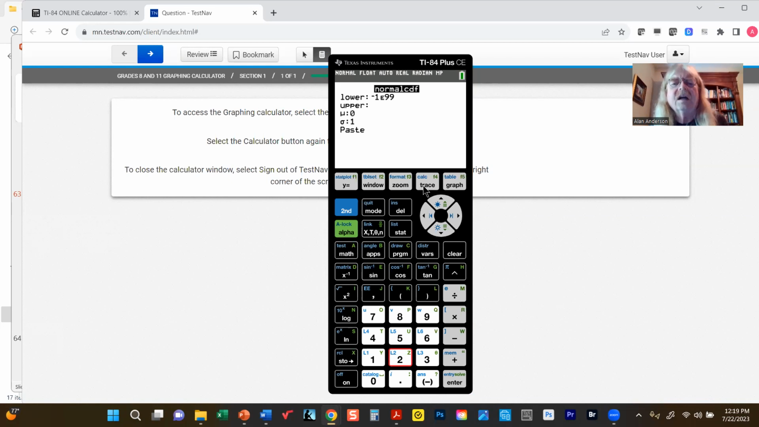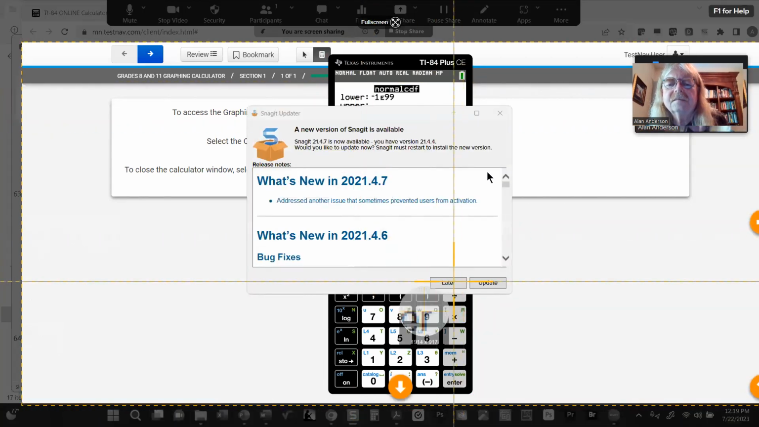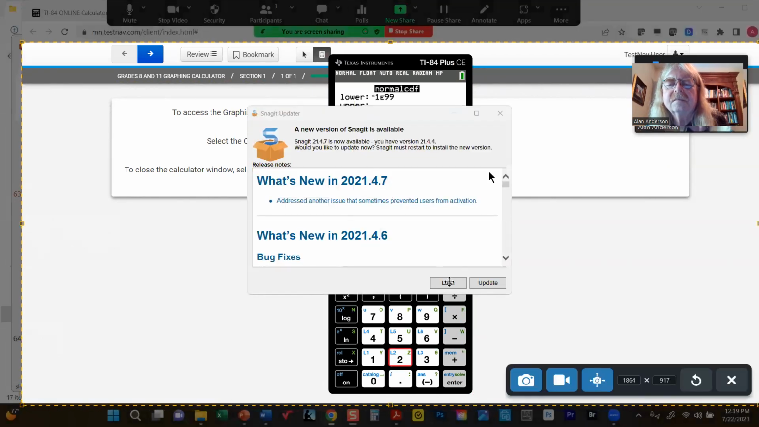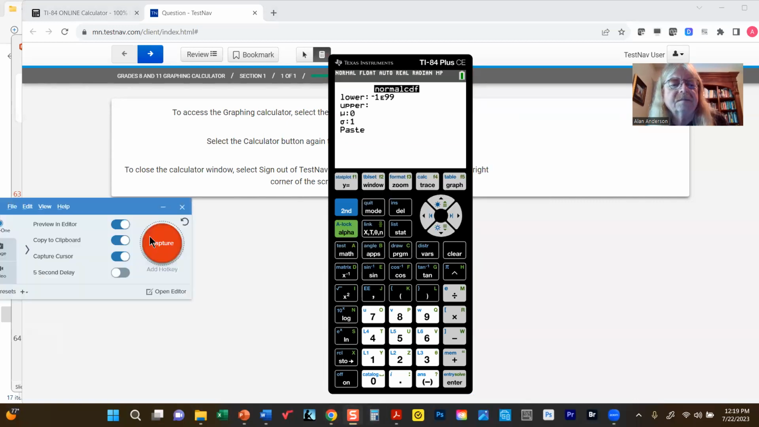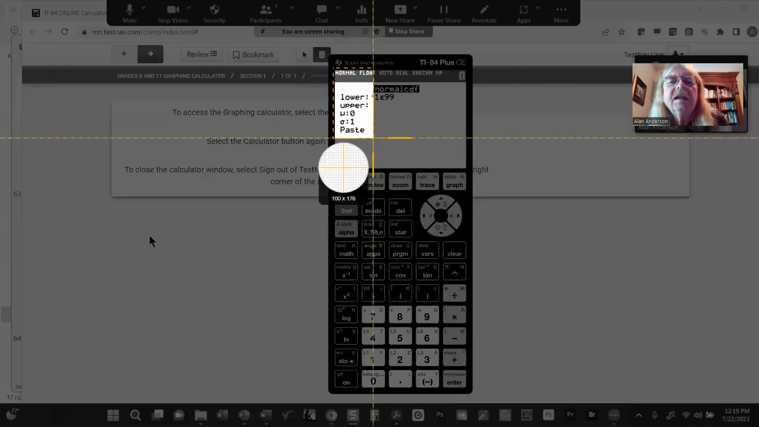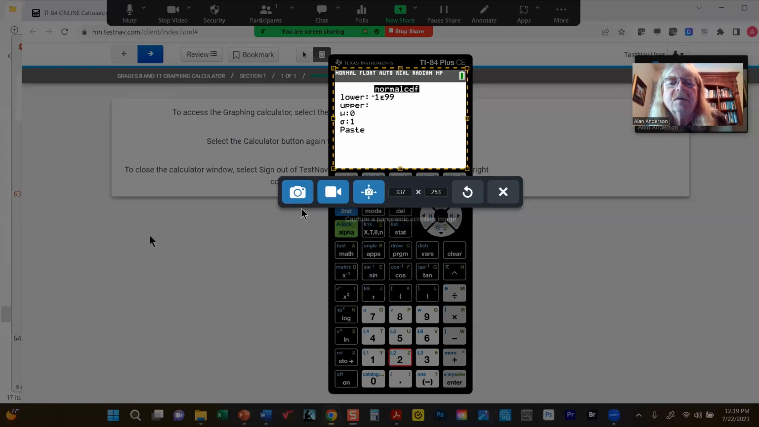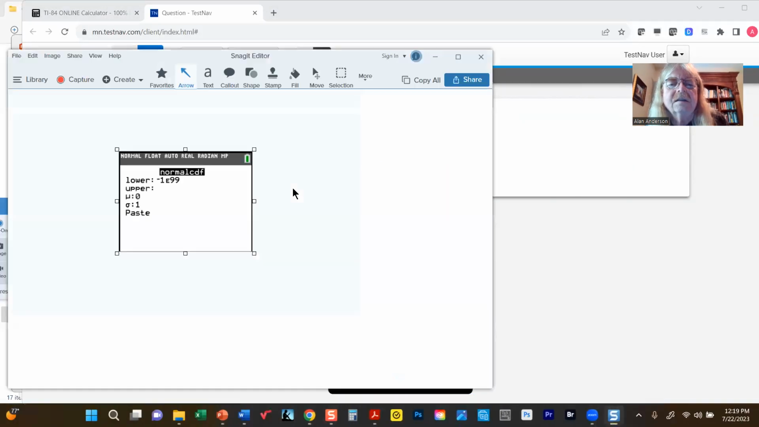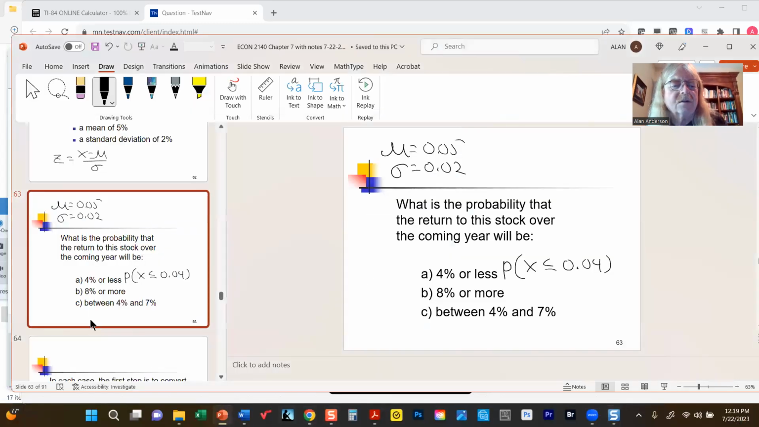Now, what's going on here? Oh, you know what I just realized? I can copy this. Yeah, I can just copy that right in here. What a great discovery this was.